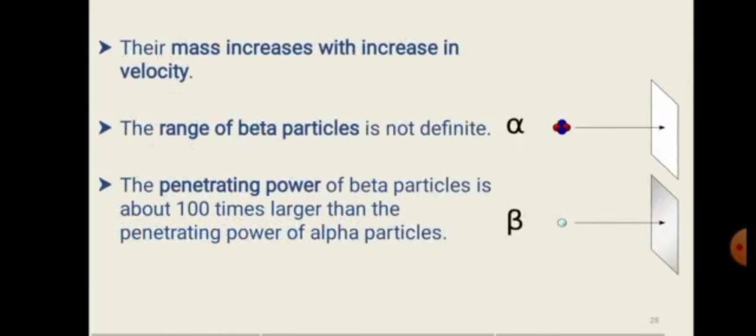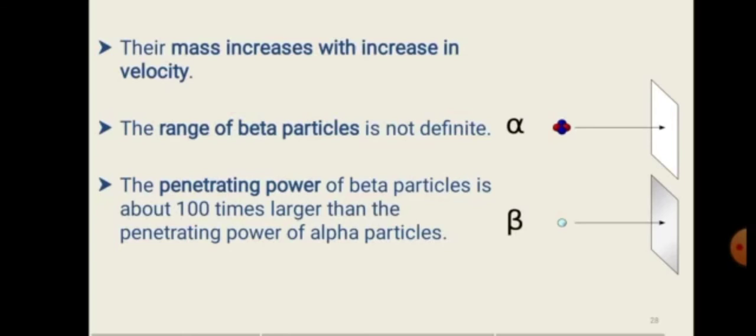And next is about the mass. Since the velocity of a beta particle is of the order of the velocity of light, their mass increases with increase in their velocity. The beta particles emitted by the same radioactive substance have a continuous distribution of kinetic energy between 0 and a certain maximum value, and this maximum value is different for different substances. So the range of beta particles is not definite, while the range of alpha particles is definite.